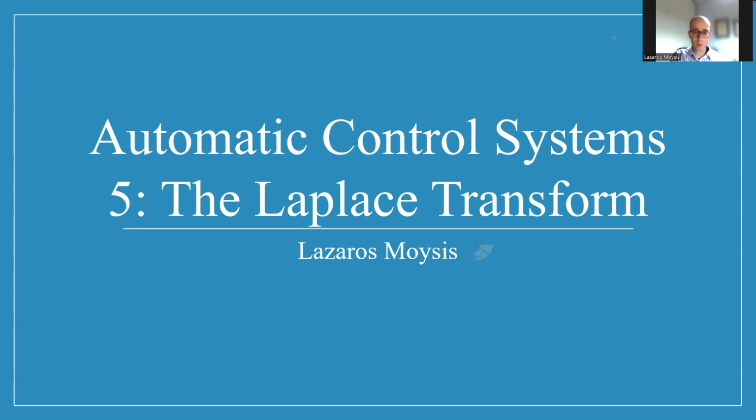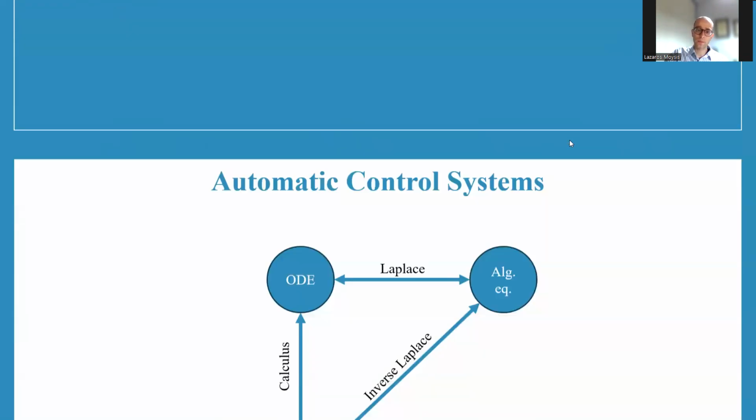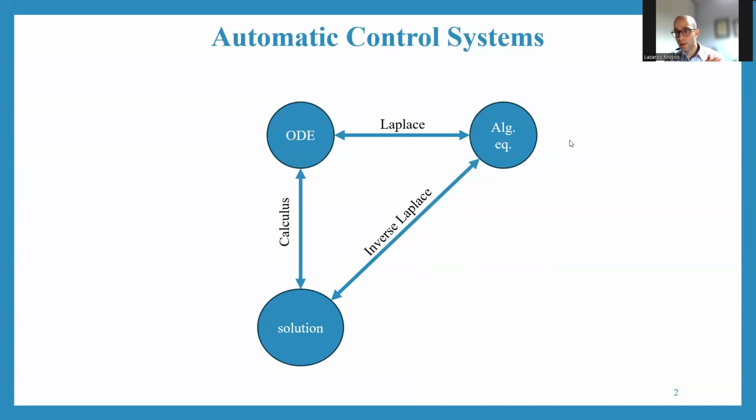Now, let us begin with the basics. Let's say we have a model of differential equations. We may have one or more, but initially, let's say we have one differential equation describing some sort of system. Let's say it's a mass spring damper system, the classic one. So how do we analyze this? How do we obtain the solution of the system?